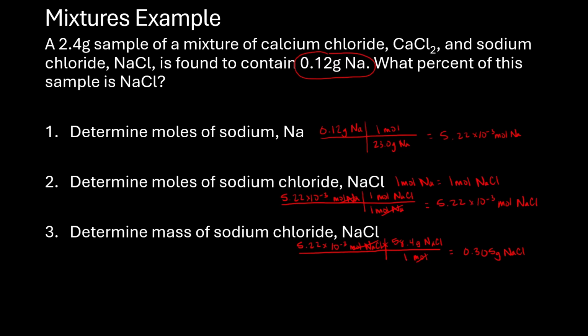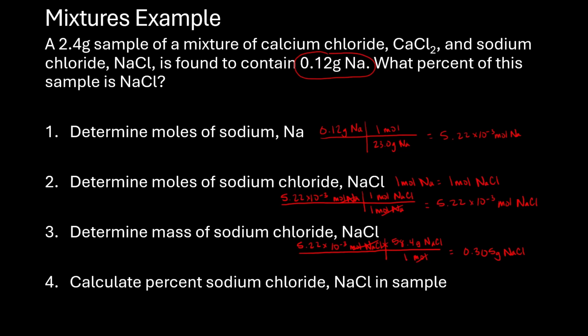And then the last step in these problems is to calculate the percent of the sodium chloride in the sample. So if we know that we have 0.305 grams of sodium chloride in the sample, all we're going to do is divide that by the total grams of the sample, which is 2.4 grams. And we're going to multiply that by 100 to get a percent, and you should be left with about 12.7% sodium chloride.